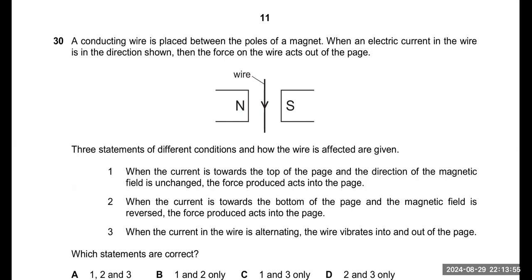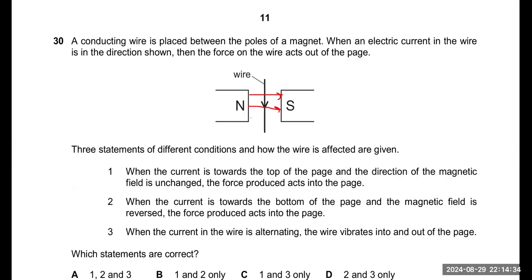The question is that a conducting wire is placed between the poles of a magnet. You can see this is the conducting wire. The arrow sign is showing the direction of the current is vertically downward, and when the current in the wire is in the direction shown, then the force on the wire acts out of the page. It is giving you a hint that when current is flowing downward through that wire, the direction of magnetic field line is from north to south. It is always from north to south.